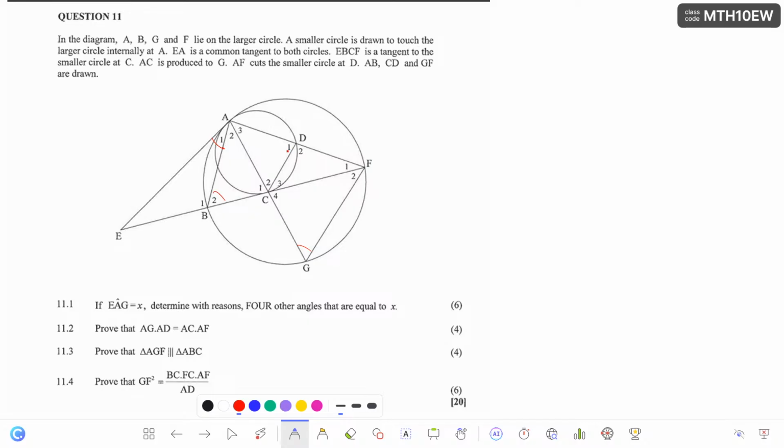The person who made this paper, they are good, man. So okay guys, let me try to analyze this one.